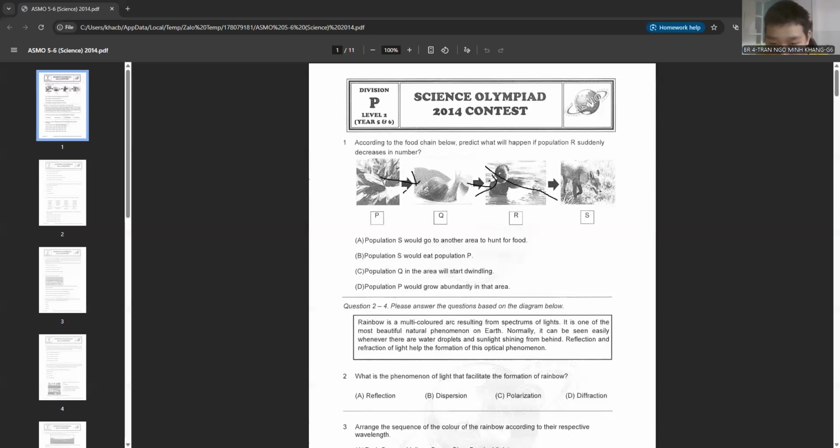Knowing that, if the duck were to disappear, the animal here, aka animal S or the fox, will not have anything to eat, right? Foxes can't eat snails unless there is an arrow pointing to the fox over here. In this case, there isn't an arrow. There's only the fox and the duck, meaning that if animal R were to disappear, then population X will go to another area to find food because there isn't any food. So either that or population S might die out because there isn't enough energy.